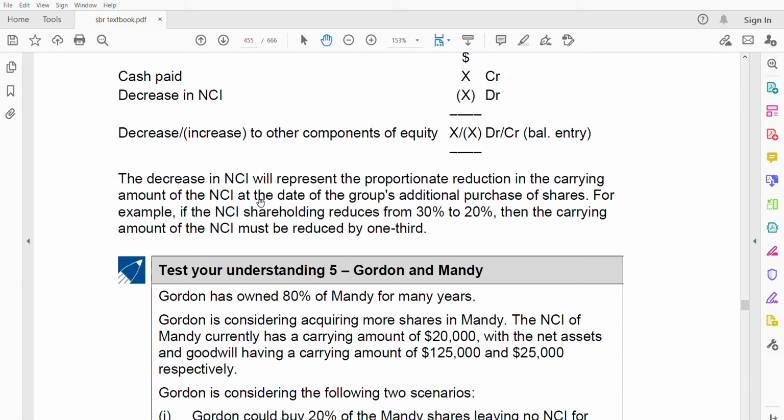For example, if the NCI shareholding reduced from 30 to 20, then the carrying amount of the NCI must be reduced by 1/3. How did they get 1/3? It is simple. Find the difference between these two. 30 minus 20, 10. 10% divided by the old NCI, which is 30. So 10 divided by 30. So it's 1/3. You see, it's reduced by 1/3. You just have to find that fraction.